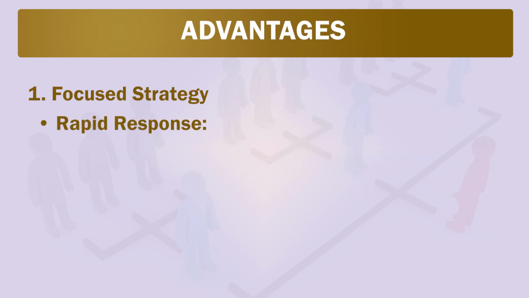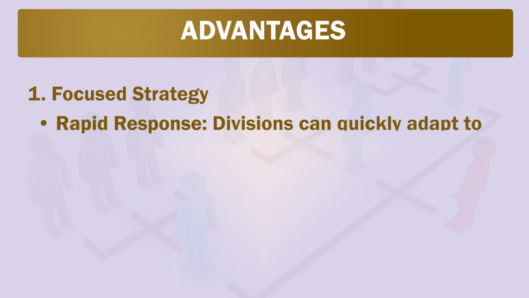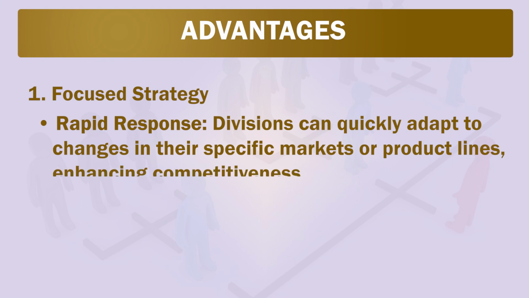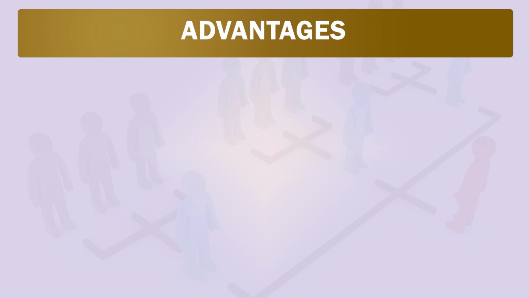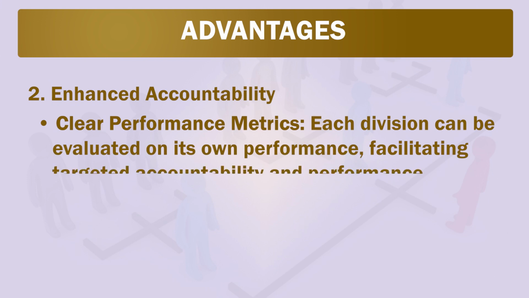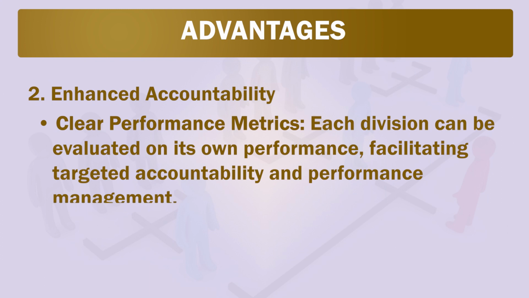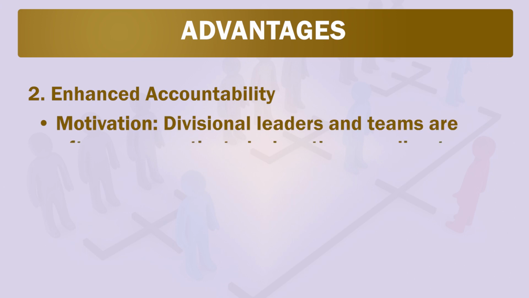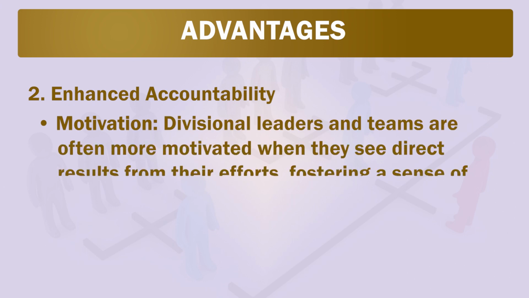Another point, friends, is rapid response. Divisions can quickly adapt to changes in their specific markets or product lines, enhancing competitiveness. The second aspect here is enhanced accountability. The first point is clear performance metrics. Each division can be evaluated on its own performance, facilitating targeted accountability and performance management. Second is motivation. Divisional leaders and teams are often more motivated when they see direct results from their efforts, fostering a sense of ownership.